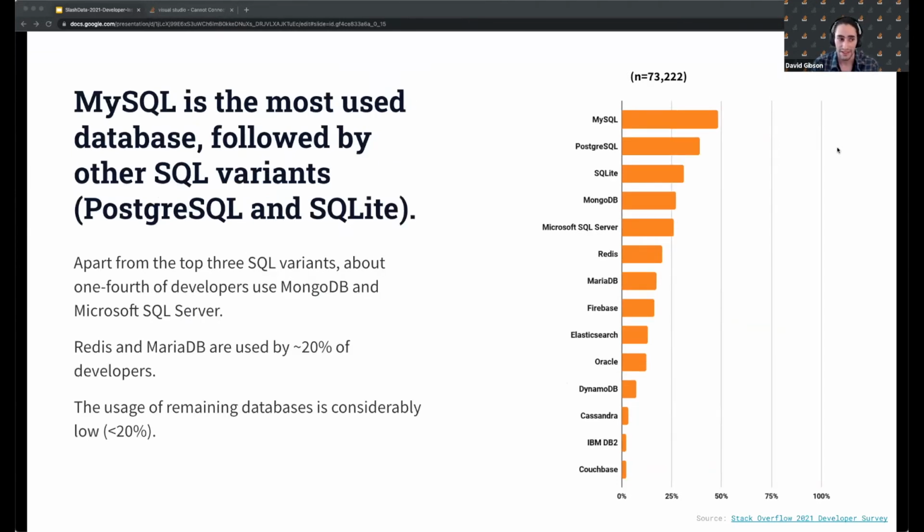As for the databases, this has been pretty constant over the last few years, that the top 3 databases are MySQL, PostgreSQL, and SQLite, definitely hinting that SQL is here to stay. But this year we saw that MongoDB surpassed Microsoft SQL Server. So we're very excited to see how this plays out in the following years.